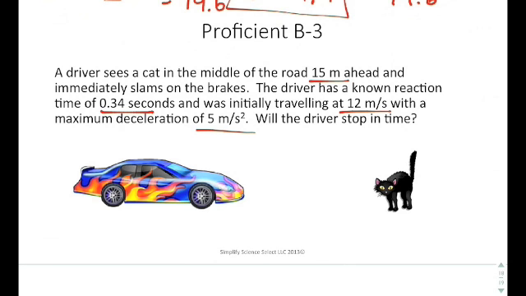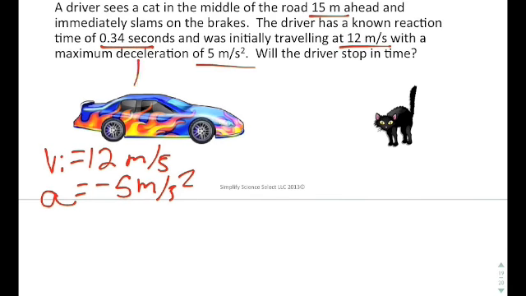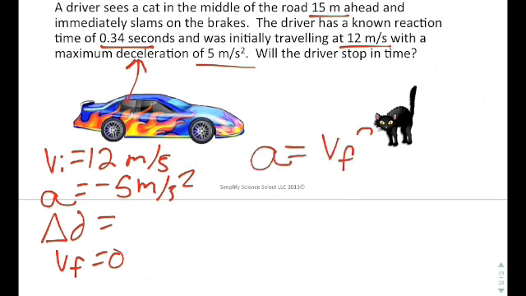So let's look at the acceleration part of this to begin with. I'm given an initial velocity of 12 meters per second. I'm given an acceleration of negative 5 meters per second squared. The reason I know it's negative 5 is because it says deceleration. That means it's got to be slowing down. The next thing I know is I'm trying to solve for the displacement because I want to see if it's going to hit this cat. In order to not hit the cat, it has to come to a stop before 15 meters. So I know that the final velocity has to be 0. Now I can use the equation A equals Vf squared minus Vi squared divided by 2 delta D.